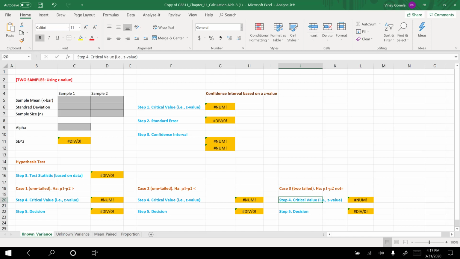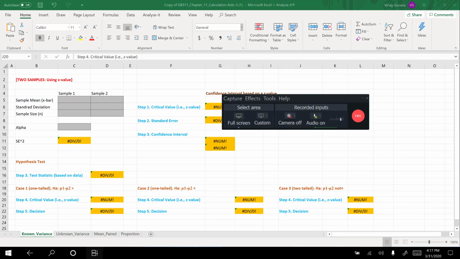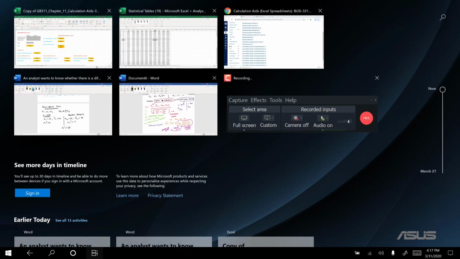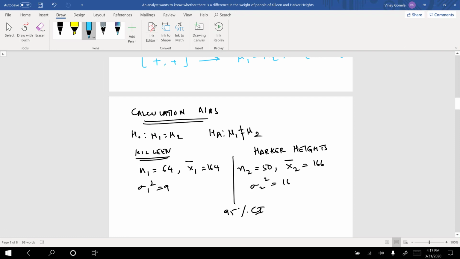And then we have 4 different sheets: known variance, unknown variance, mean, paired, and proportion. Which one to use? Since in our problem the population variances are known, we will use the known variance sheet.